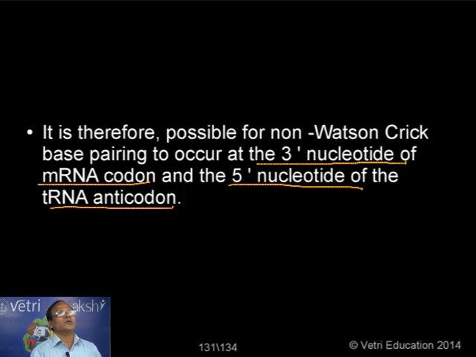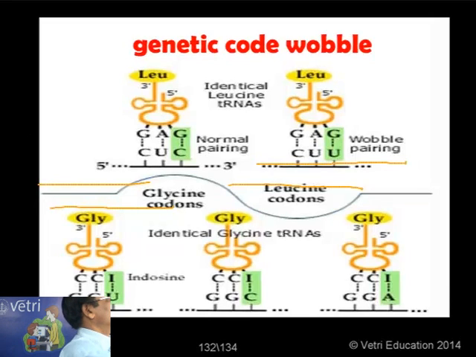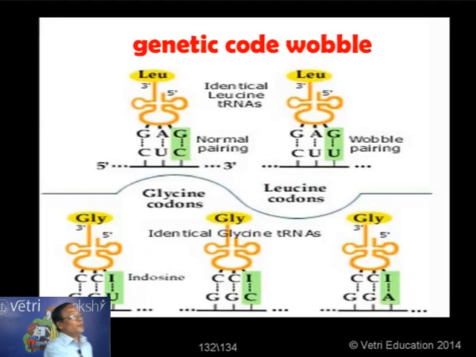So the 3' nucleotide of the mRNA codon can form a pair with the 5' nucleotide of the anticodon in the tRNA. Here is a picture. This is a normal pairing. You see that this is the anticodon, the 5' end and the third position. Only the third base is normally wobble in nature and can relax. So this is normal pairing: G is always forming a pair with C. This is for leucine. For the same leucine, here is the other tRNA. This is wobble pairing. It can also pair with U. This is non-standard base pairing or non-Watson-Crick pairing.